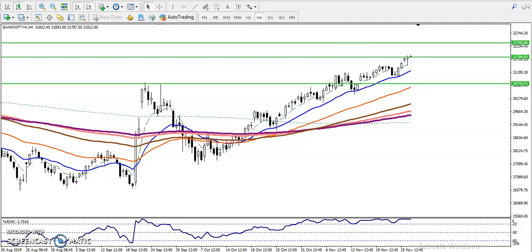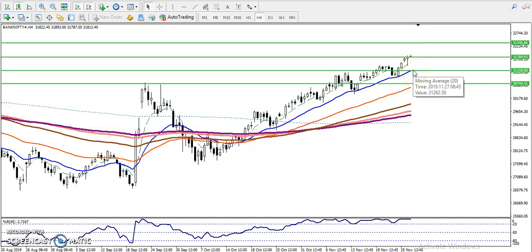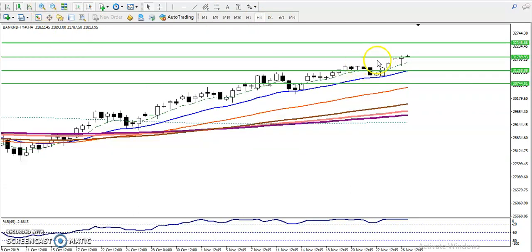So in that case, for the entry, we want to draw a horizontal line by connecting this 20 moving average. Have you seen? I just connected. Once price drops toward this area, that is my entry point. All right, is it clear? Okay, one by one. Now let me show you another thing here.